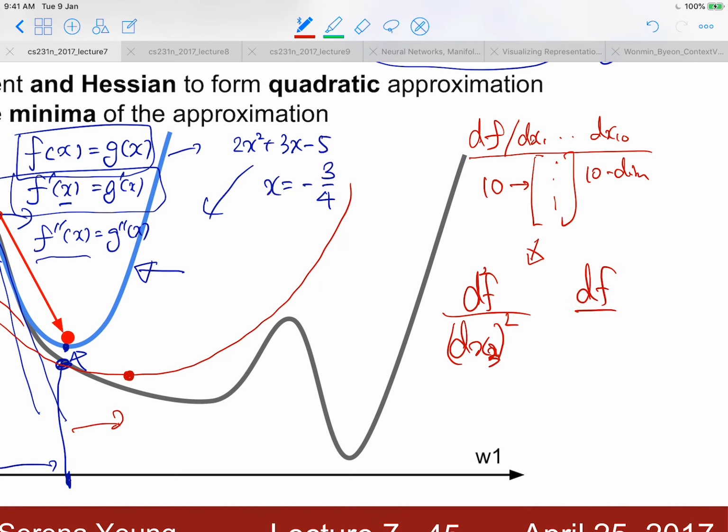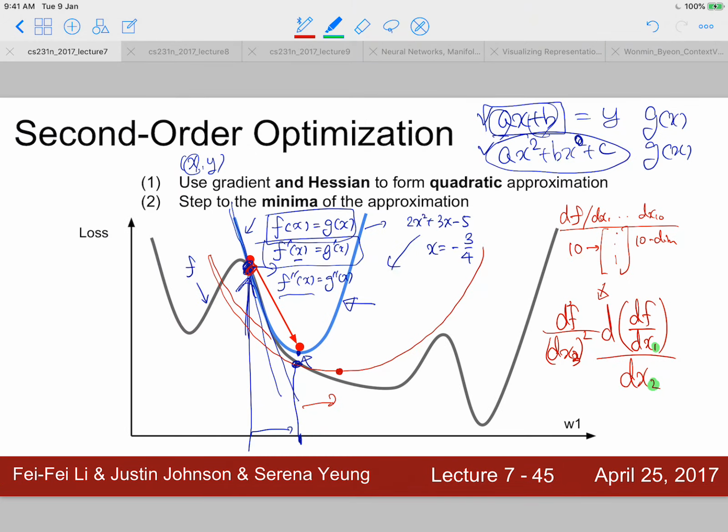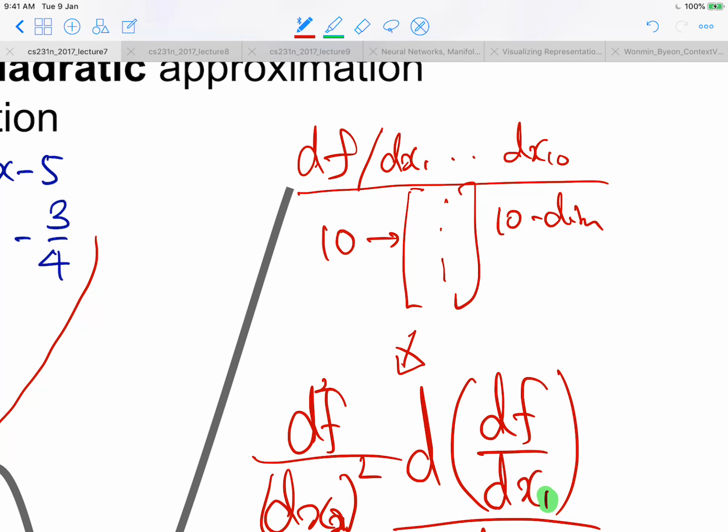We first take the derivative with respect to x1, and then given this function, we also compute its partial derivative with respect to x2. So those two indices can vary from 1 to 10, and so the second order derivative results in, while the gradient is a 10-dimensional vector, the second order derivative, which is called the Hessian matrix, has the size of a 10 by 10 matrix.